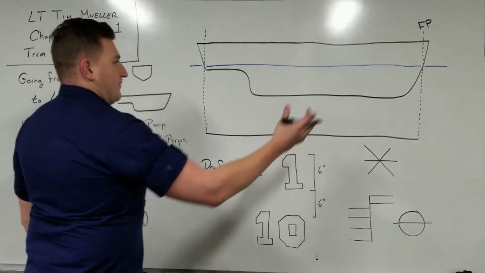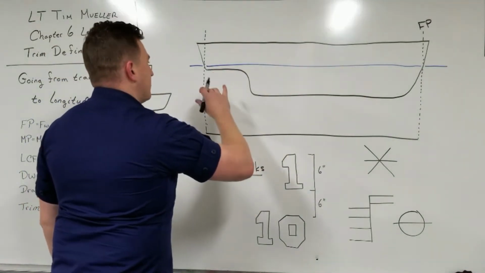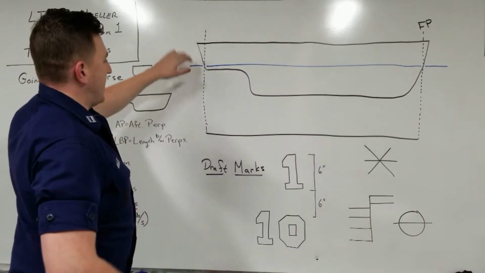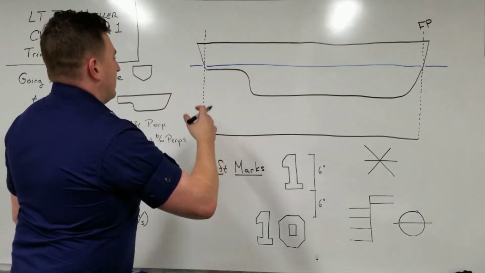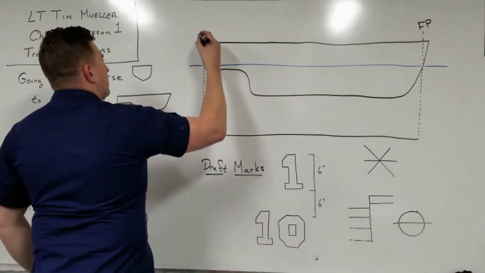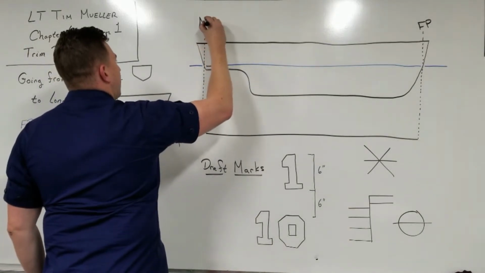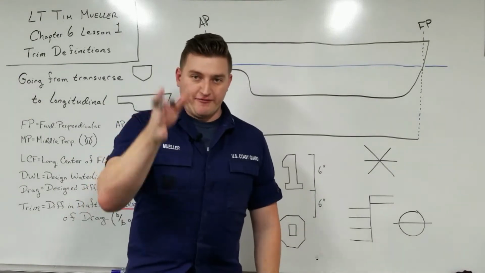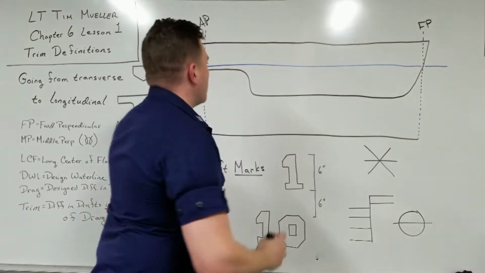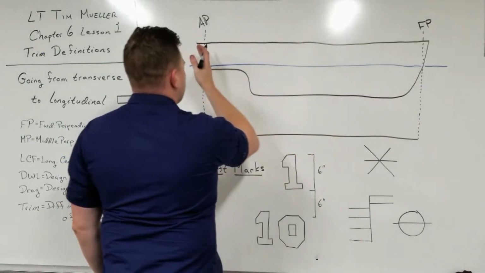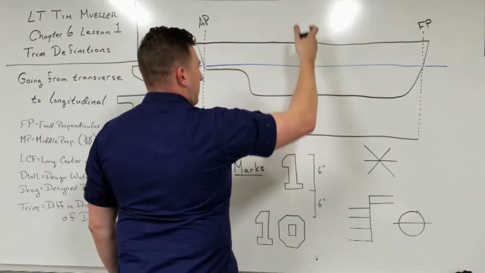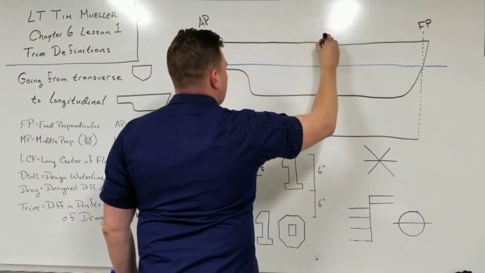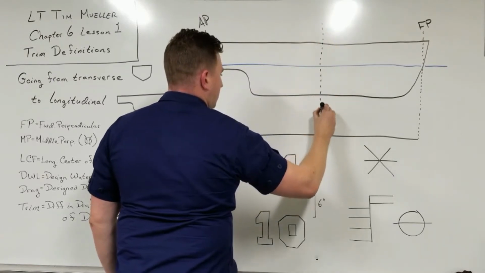Aft perpendicular is the same thing, but on the stern. So right here, typically you might see some transoms that go out, but usually they'll just be straight up and down. So here, we're going to have our aft perpendicular. Middle perpendicular is the frame that's right in the middle of them. So if this was 0 and this was, say, 100, the middle perpendicular would be 50. The middle perpendicular is going to be right around here.